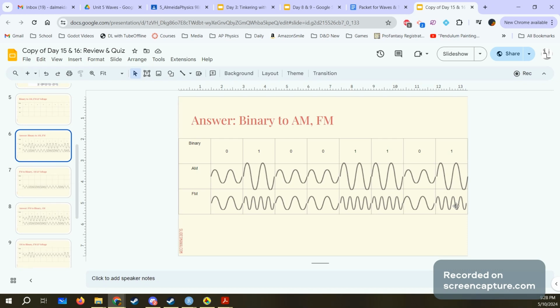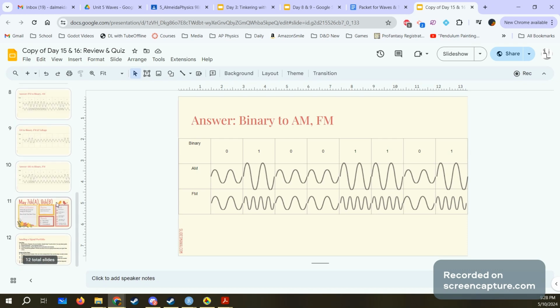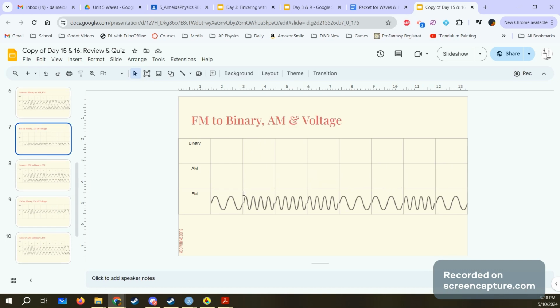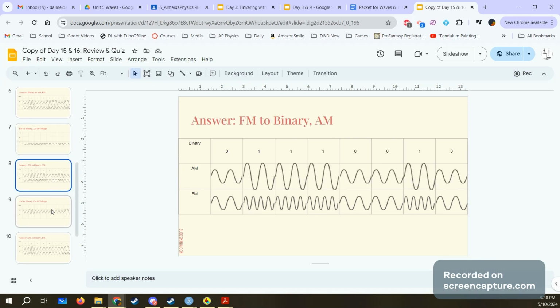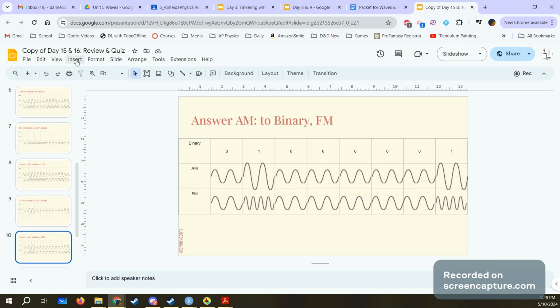So again, there's a couple of things that you could flip through and practice on your own for these, taking the FM, finding the binary, finding the AM, and practice a couple of these. And these are all in the day 15-16 review.